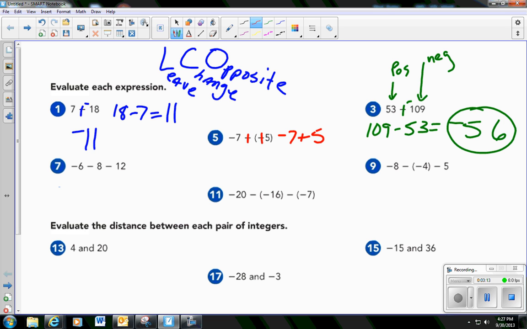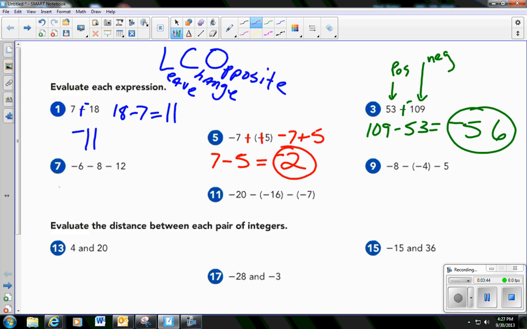Again, they have different signs, so we find the difference of their absolute values. Remember, absolute value is always positive, it just means how far is that number from 0. Negative 7 is 7 away, positive 5 is 5 away. So we just want to know the difference of their absolute values, which is 2. And then we look at it, and we clearly have more negatives than we do positives. We have 7 negatives and only 5 positives. Therefore, our answer is negative 2.